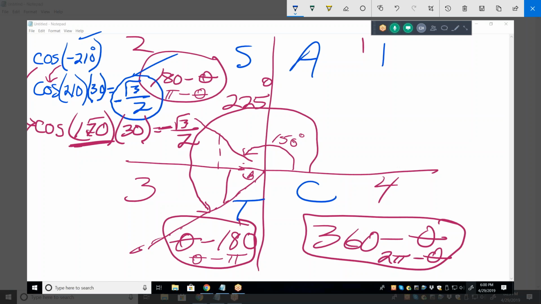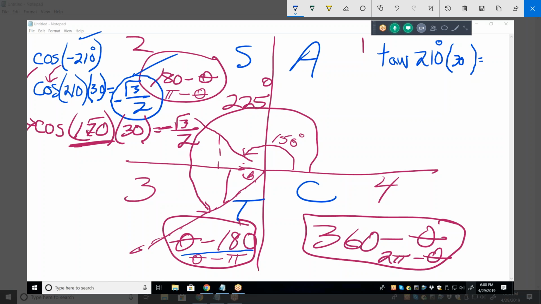Tangent of 210. I'm over here in the upper right in case you can't see. I put parentheses. Let's work with its reference angle. Would it be 30? Yep. First you identify what quadrant it's in. Third. And that tells you to use this formula. Now, what's the tangent of 30?